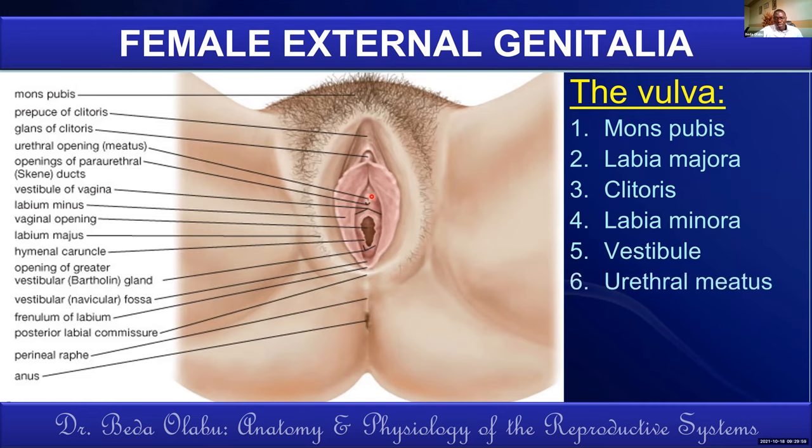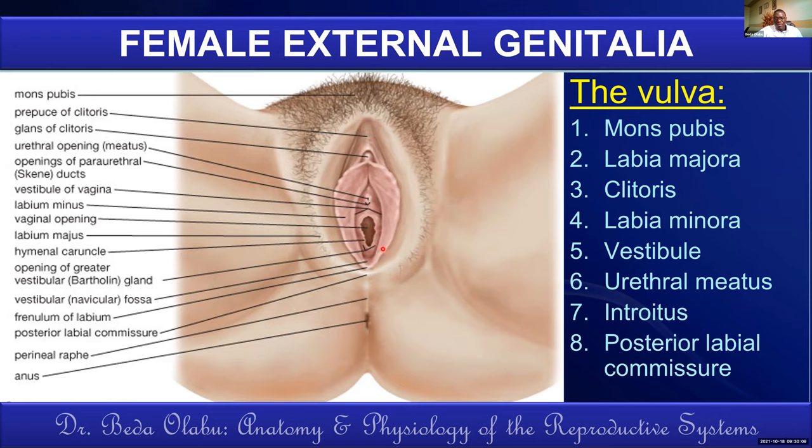So we've already talked about the urethral meatus, which is at the 12 o'clock position. We've talked about the introitus, which is that one. And we've already talked about the posterior labial commissure, the junction between the right and left labia majora. You realize that beyond that, we'll be going towards the side of the anal canal. So basically, this is the vulva, or the external genitalia of the female.